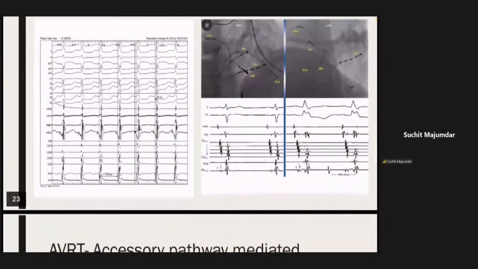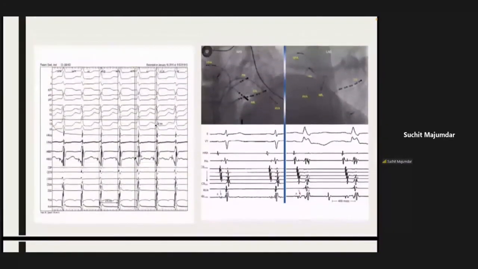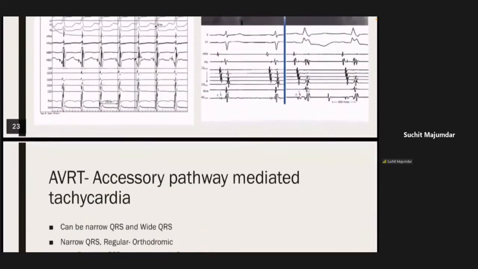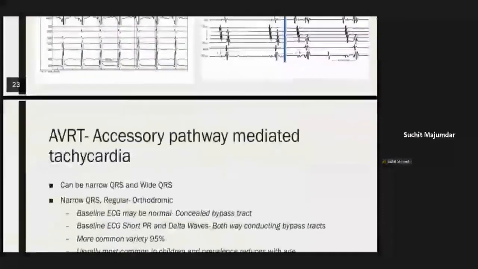So this is another example, an ablation of AVNRT. I am not going into details. We put catheters in the heart, localize the slow pathway by signal and also by position, and we give burns there. Usually it is effective in more than 95% of cases. There is a small chance of AV block, but that is very rare, maybe 0.5% only.